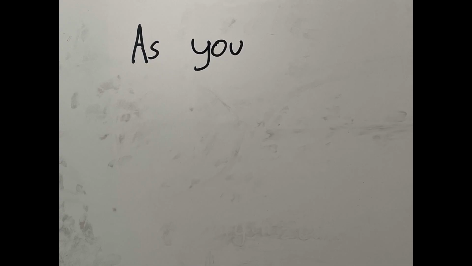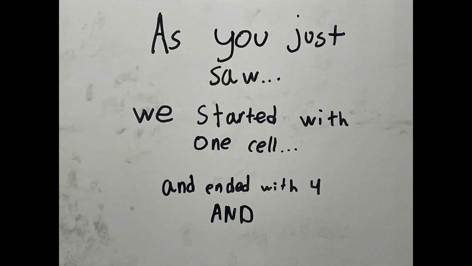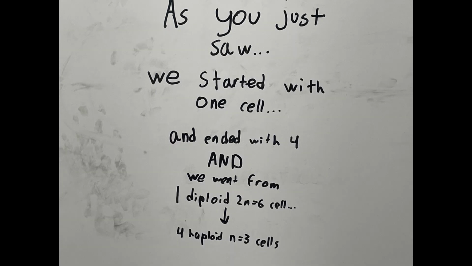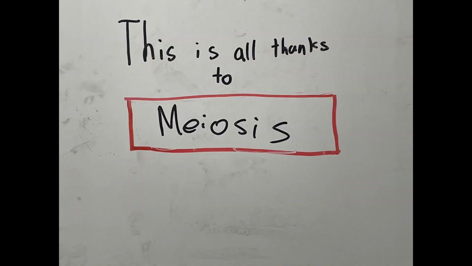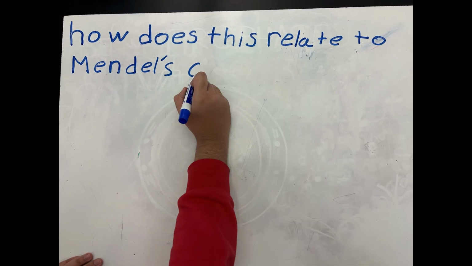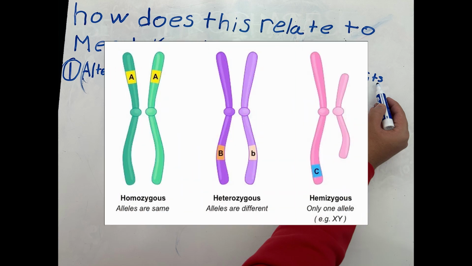As you guys just saw in the video, we start with 1 cell and end with 4. And to be more specific, we started with 1 diploid 2n=6 cell, and we end up with 4 haploid n=3 cells. This is all thanks to meiosis. Now, moving on to the bigger picture outside of meiosis, you may be wondering, how does meiosis actually relate to Mendel's 5 claims? So Mendel's first claim is alternate versions of genes account for variation in traits.